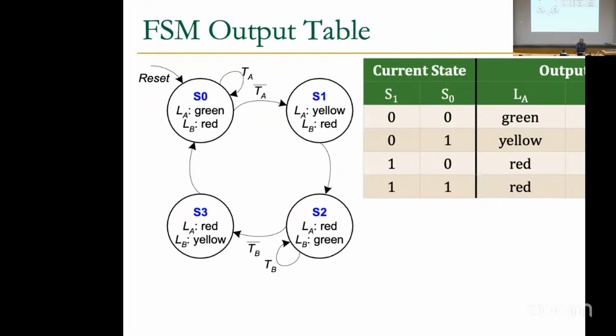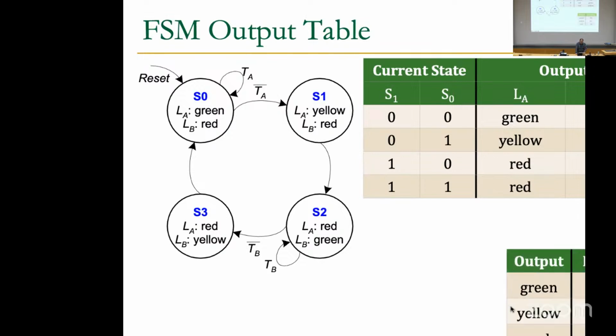Now we need to do similar work for the output. Here, output is very easy because it's a Moore machine. Whenever it's Moore, you can easily generate outputs based on the state. So our truth table is only related to the state. We have 4 states that we encoded with 2 bits: 0 0, 0 1, 1 0, 1 1. And for each of them, we need to define the output for LA and LB. So in S0, the light for avenue A should be green, and the other one should be red, and so on and so forth.